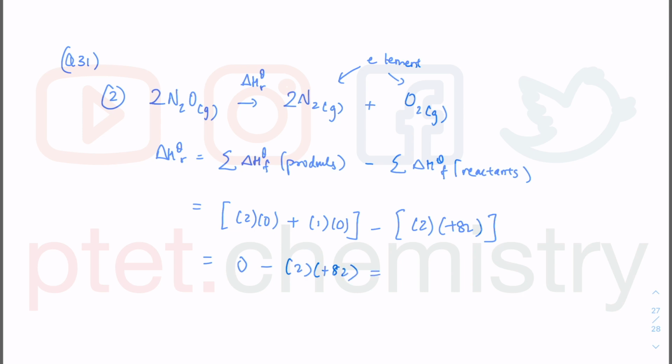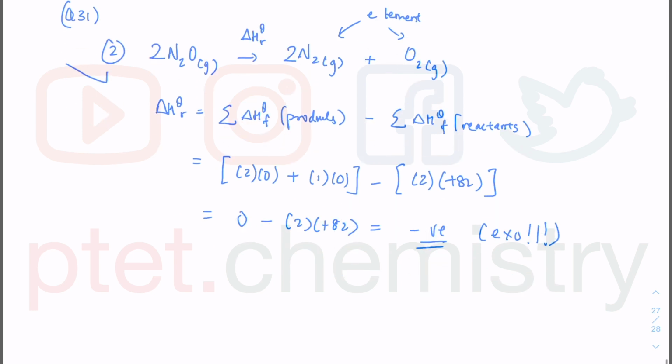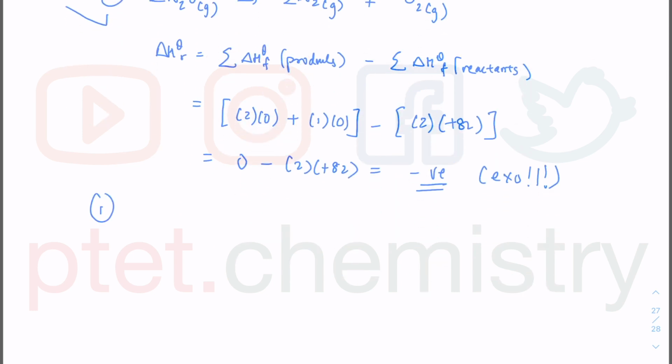You can do the calculations. I can tell you it'll be negative, meaning it's exothermic. Therefore, option 2 is correct. Moving on to option 1. If N2O is oxidized by O2, so N2O plus O2 giving you NO2.